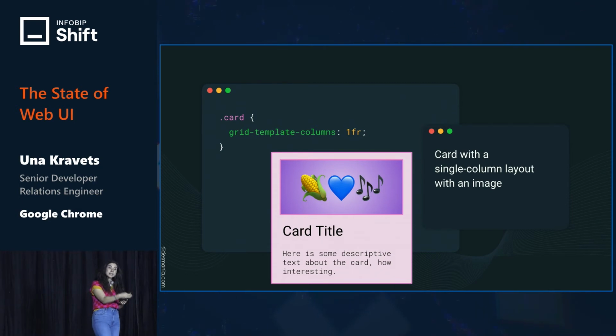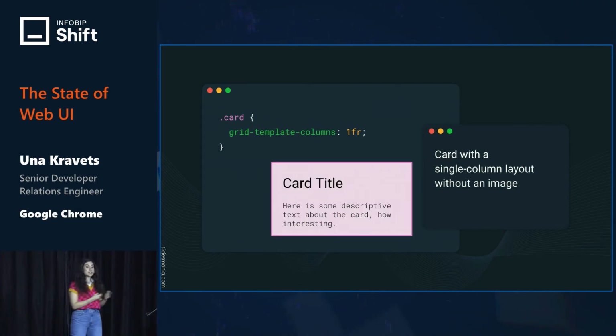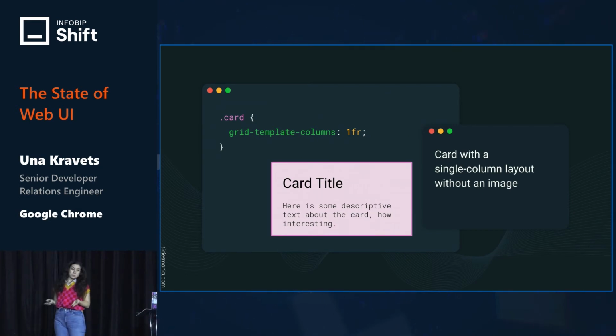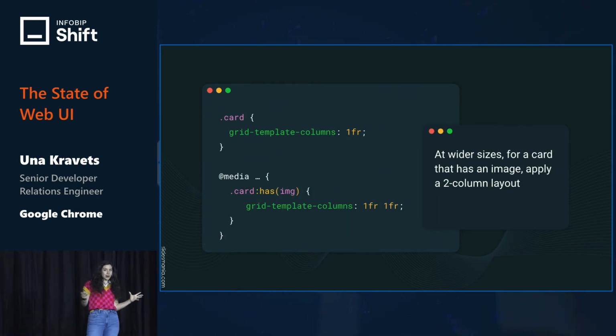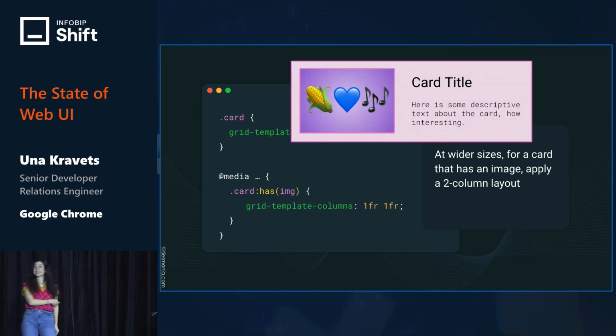So if it has display grid, then I could set grid-template-columns to 1fr. So this is what it would look like if it didn't have an image, which still looks good. It has a title, it has some text, it doesn't look funky, it makes sense. But now what happens when we want to, at wider sizes, set our cards to 2 columns? Instead of a 1-column grid, we want it to be a 2-column grid. Now we could set grid-template-columns to 1fr 1fr if it has an image. So it would look like this, where now we have a 2-column layout.